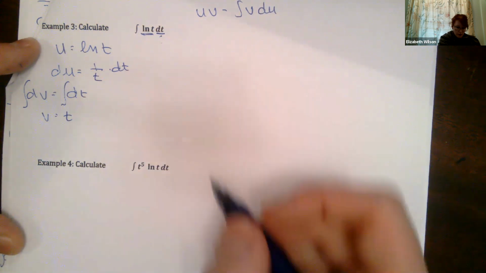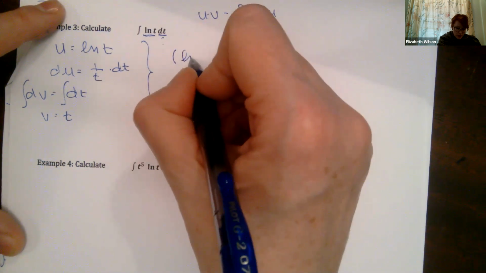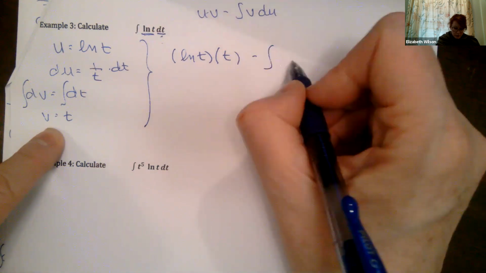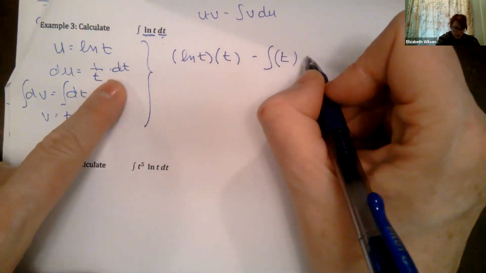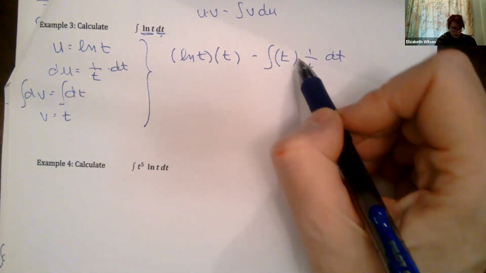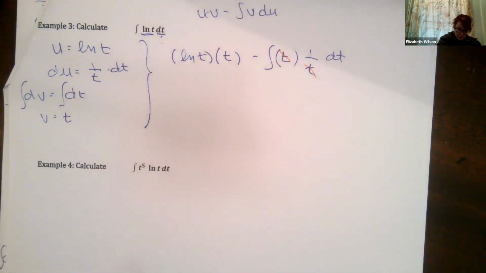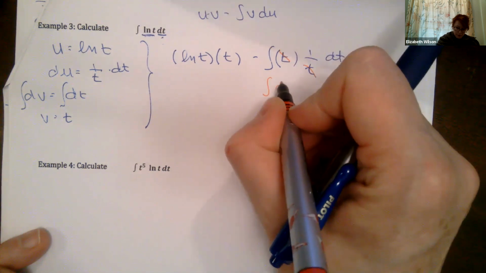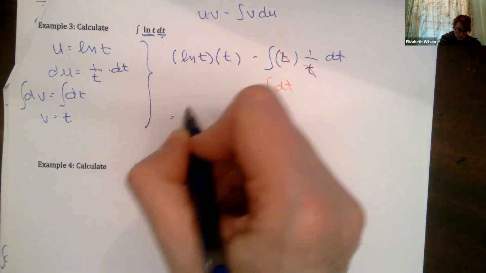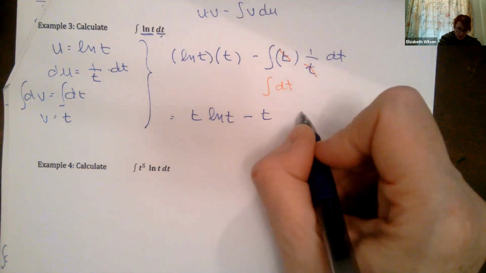Now I'm going to substitute all those in here. So I'm going to get u, ln of t, times v, minus the integral of t times du, 1 over t dt. t times 1 over t, these cancel, right? So I'm basically just getting dt. When I go to integrate that, this is going to become t ln of t minus t, and then don't forget your plus c.